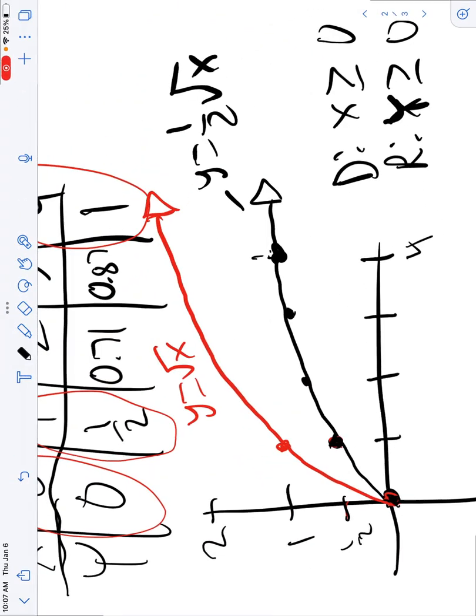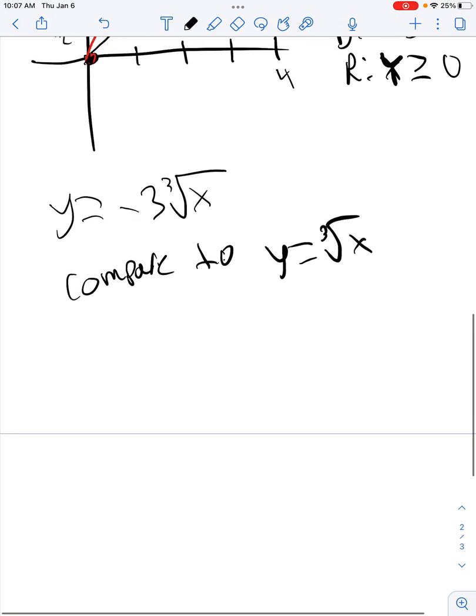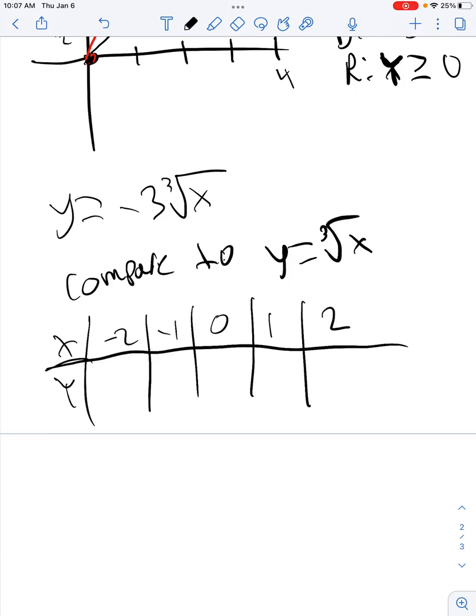Okay, so looking at this next one, -3 times the cube root of x, state the domain and range, and then compare to the graph y equals the cube root of x. So again, I would just do like I did last time. I would come up with a table of values. I'd say -2, -1, 0, 1, and 2. And then I would use my calculator to help me come up with the values: 3.78, 3, 0, -3, -3.78.